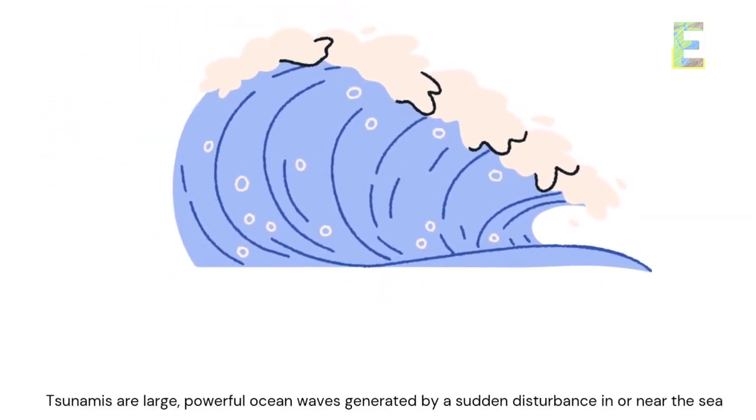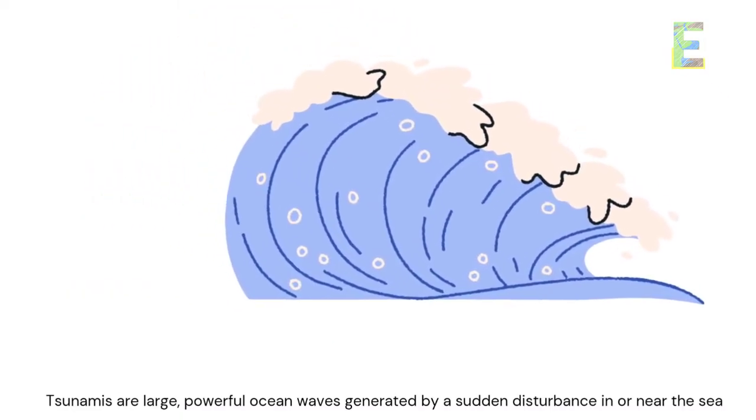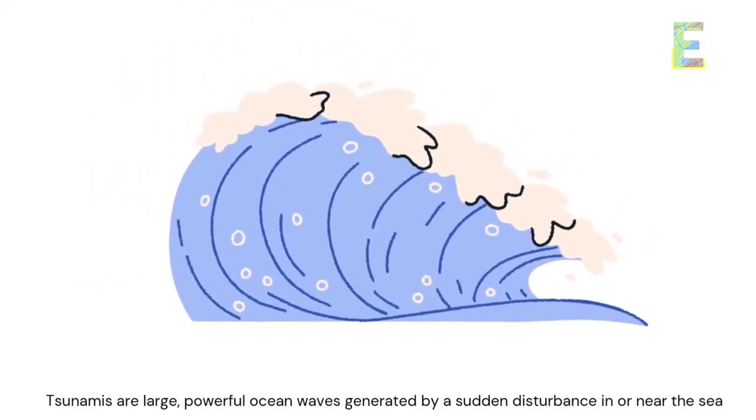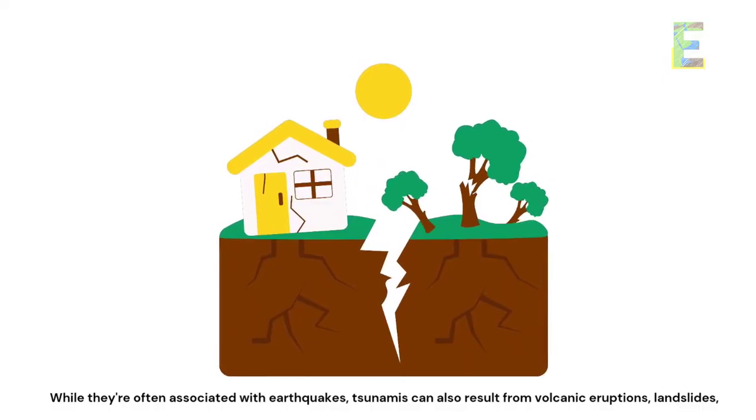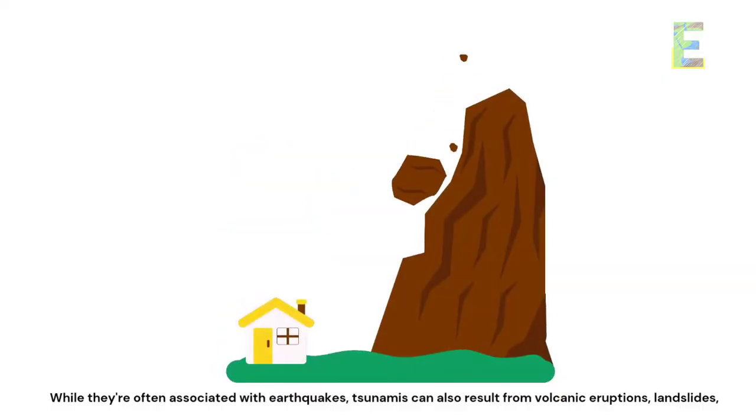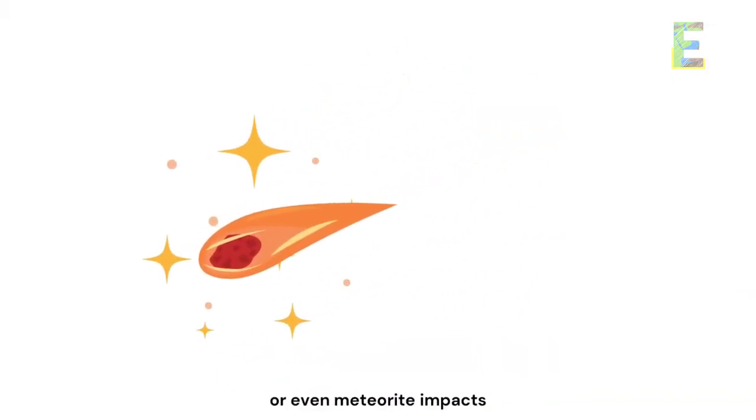Tsunamis are large, powerful ocean waves generated by a sudden disturbance in or near the sea. While they're often associated with earthquakes, tsunamis can also result from volcanic eruptions, landslides, or even meteorite impacts.